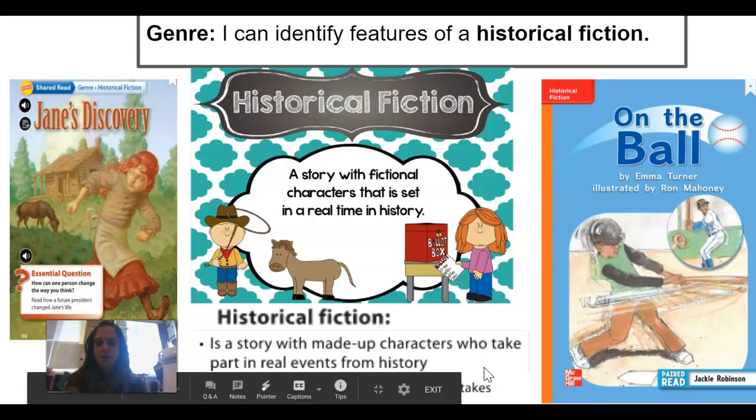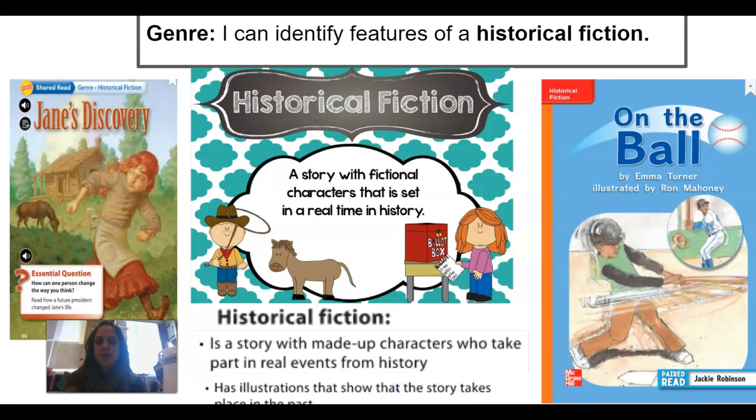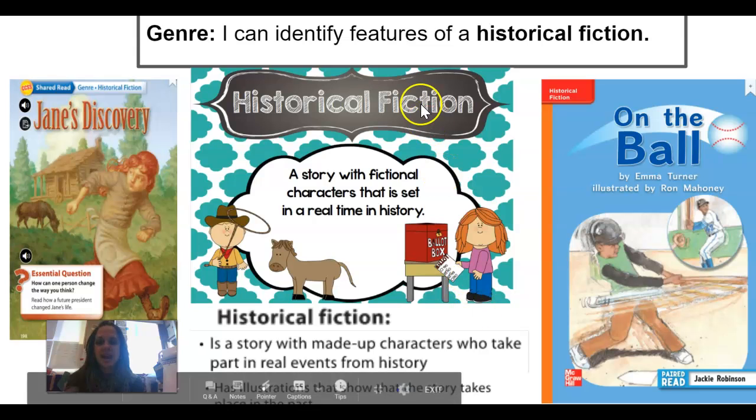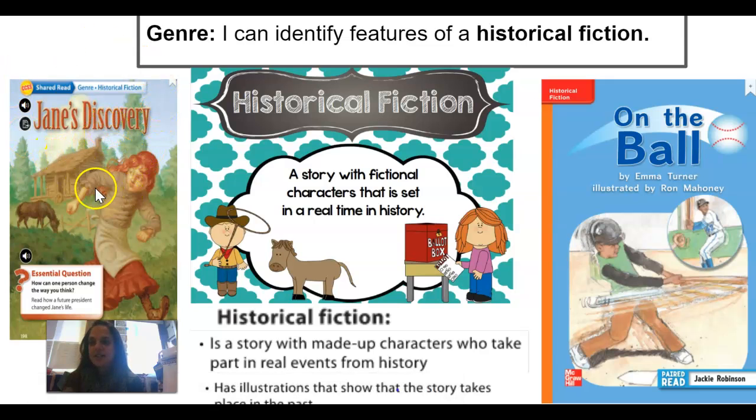We have to be patient for our tools to disappear. A historical fiction has illustrations that show the story takes place in the past. So, for example, Jane's Discovery is a historical fiction. This illustration shows it's taking place in the past because we can use the clothing that Jane is wearing. She's got a button-down blouse with ruffles on the sleeve. She has an apron over her skirt.